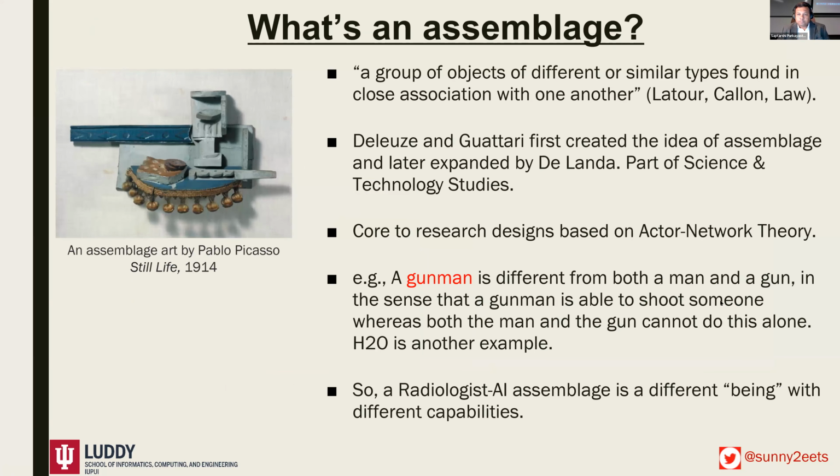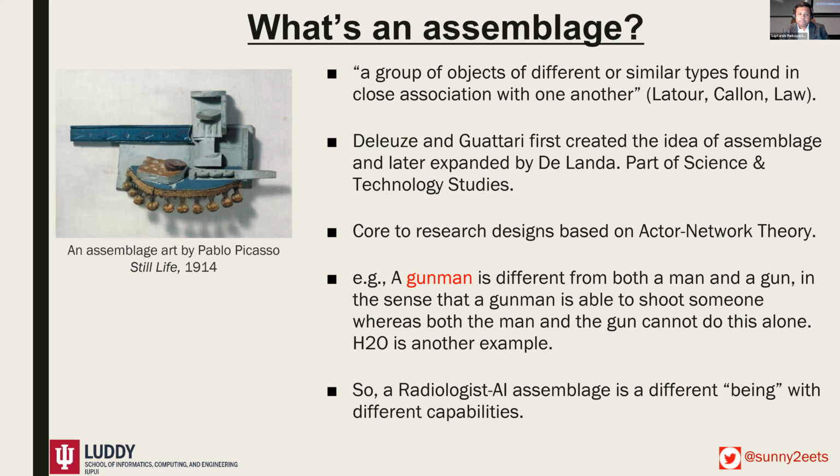So this idea of assemblage comes from some of the very earlier work by Pablo Picasso. Here you can see an assemblage art, and it comes from the idea of art that you can mix very different, unique things and produce something totally new. So a lot of social scientists have come up with this idea that when you have a group of objects of different or similar types, found in close association with one another, it's called an assemblage. Deleuze and Guattari first created this idea of an assemblage, and then DeLanda and a few others in the STS field, science and technology studies, expanded this idea, which is core to our research designs that use actor network theory. I'll give you a couple of examples that are fairly common when people talk about assemblage.